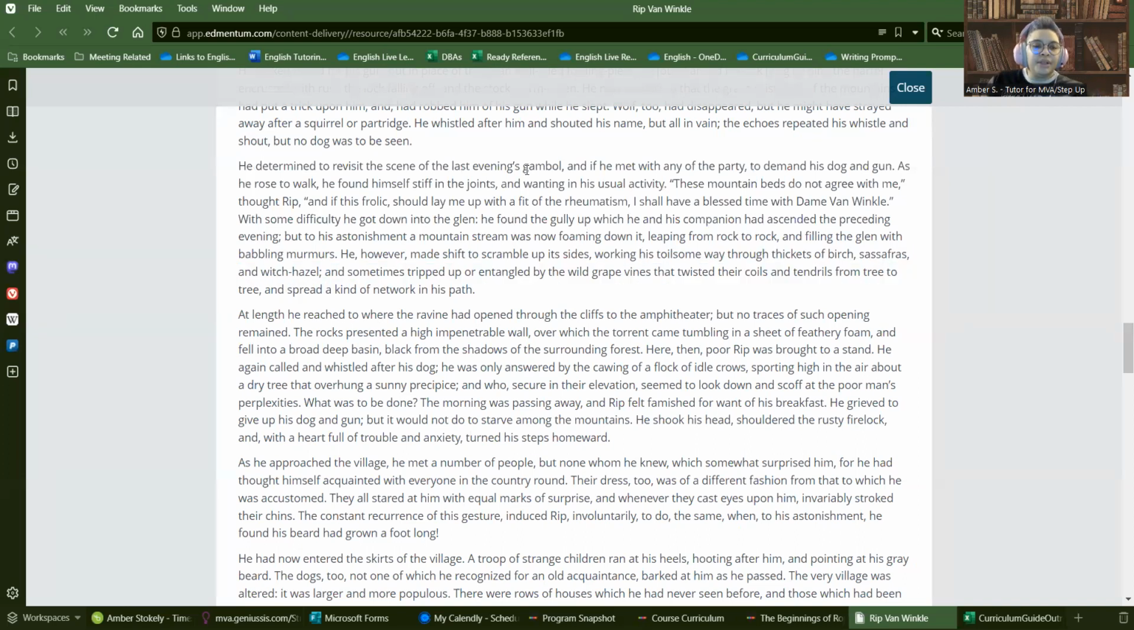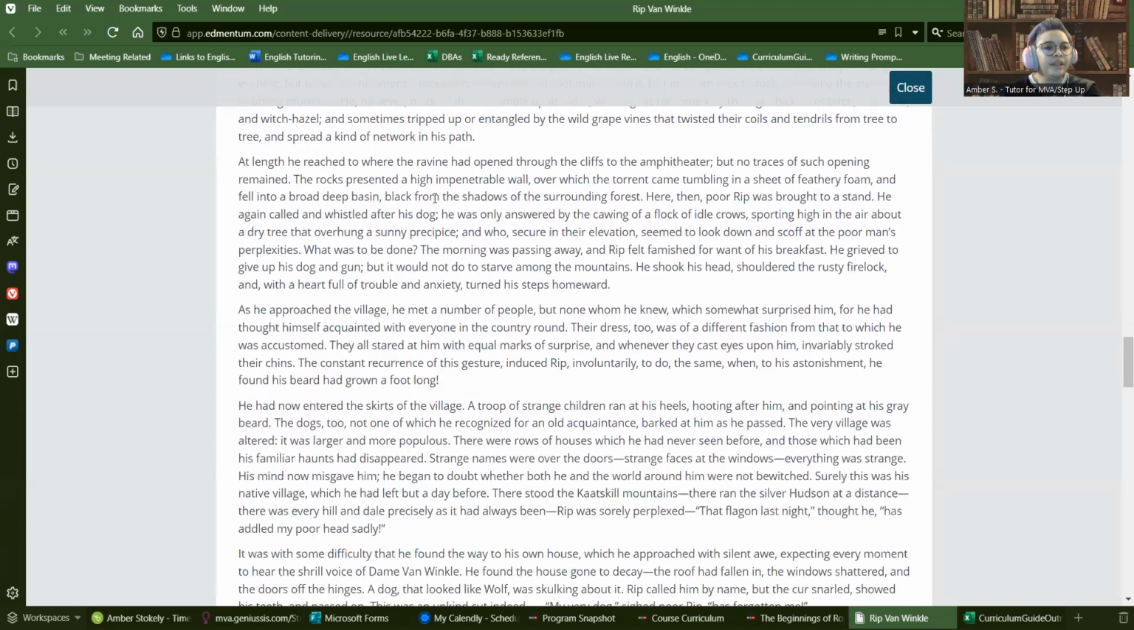So basically, he went back to where he was before with the man in the casket of wine, and everything looks completely different. There's like a stream, there's trees, there's vines. He's like, none of this was here before.